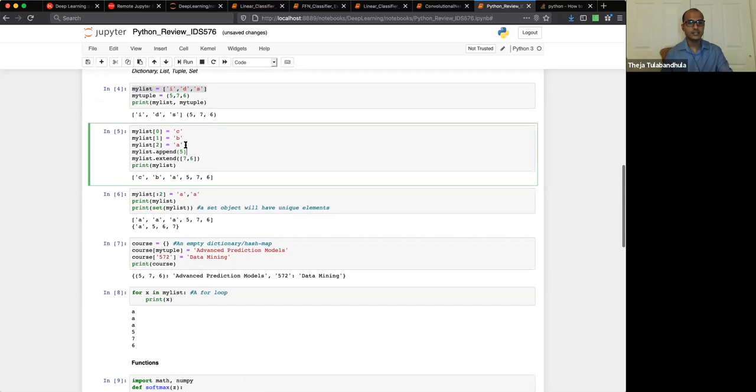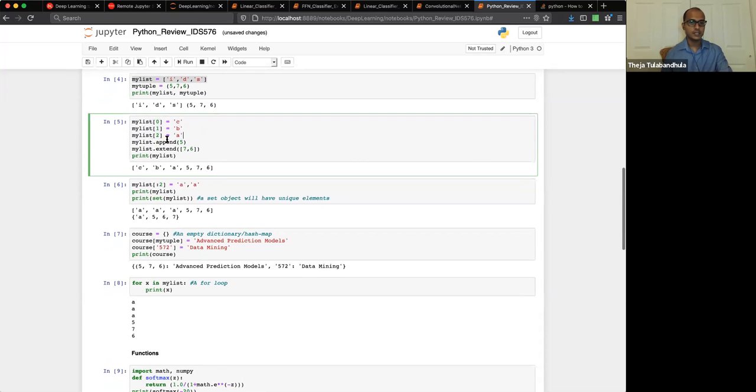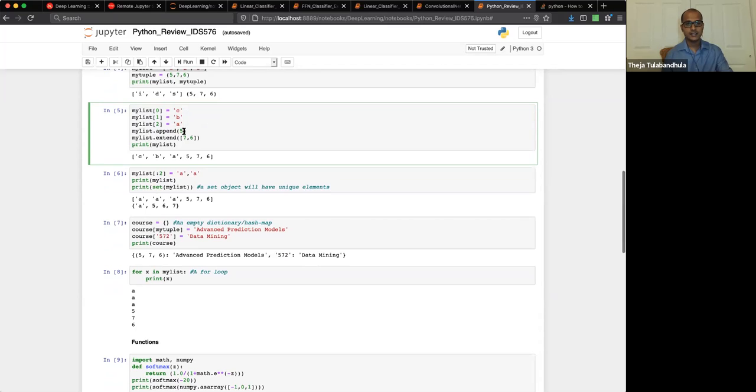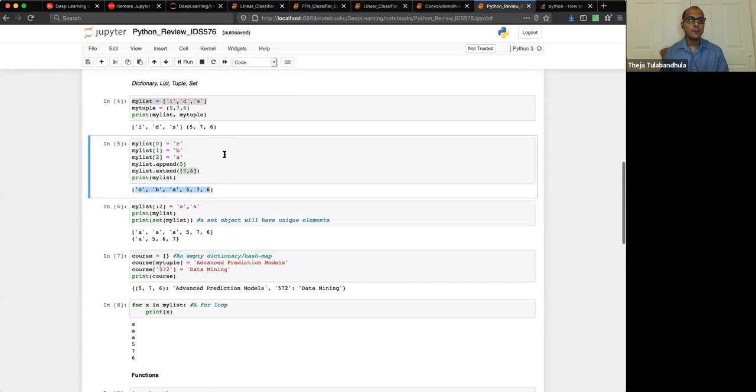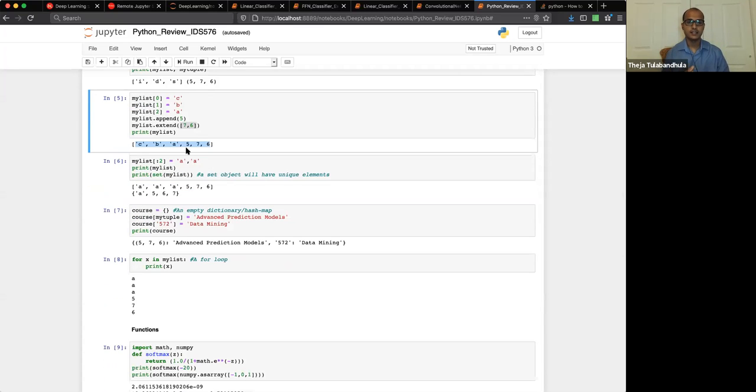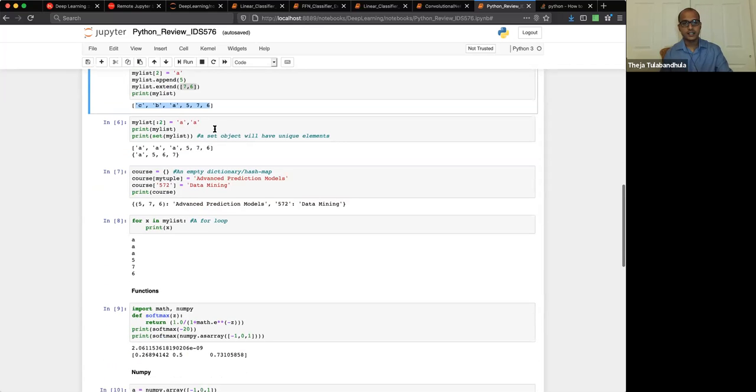Here I just changed the elements in the list. There were characters, but we don't have to have the same type as elements in the list. So in this my list, I appended an additional element 5, and then extended this list with a different list of 2 elements, 7 and 6. You can see that the types of elements in this list are different. The first 3 elements are of type character, and the last 3 are integers, and you can check that.